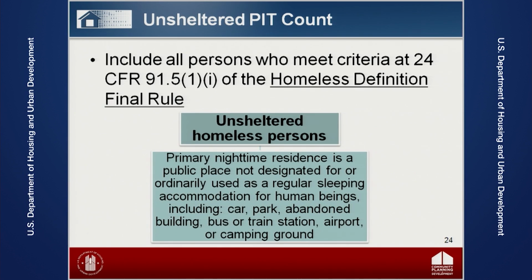The unsheltered count should include all individuals or families who meet the criteria at CFR 91 of the homeless definition final rule. This includes persons with a primary nighttime residence that is a public or private place not designated for or ordinarily used as a regular sleeping accommodation for human beings, including a car, park, abandoned building, bus or train station, airport or camping ground on the night designated for the count.